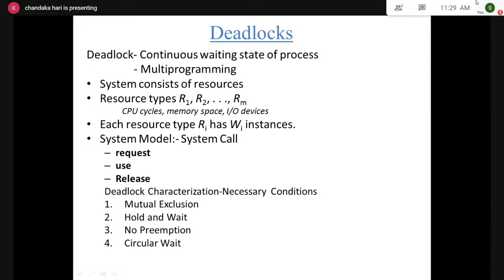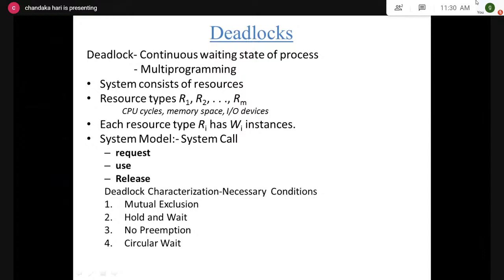Now, how is the system model implemented? The system model is implemented by using three system calls: request, use, and release. Before executing any particular process, whatever set of resources you require, you have to make a requisition to the operating system, saying I want these resources, by using the request system call.